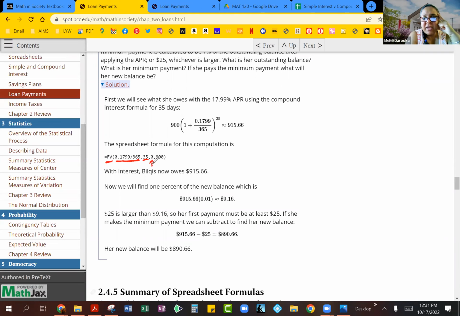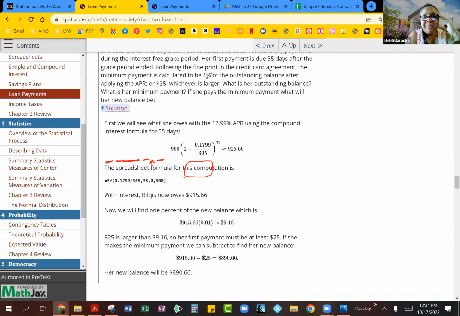We're not making any regular payments, so this is 0. And then, of course, we started out with $900 as the charge. So now that you know that we owe $915.66, remember they told us that your minimum payment can either be 1% of the outstanding balance or $25. If you take 1% of this, it comes out to be $916. So since $25 is larger, our minimum payment is going to be 25.